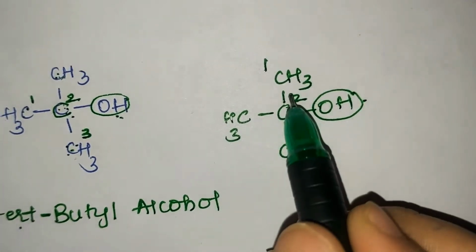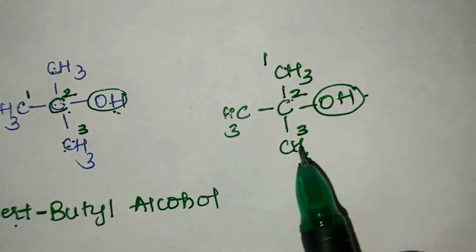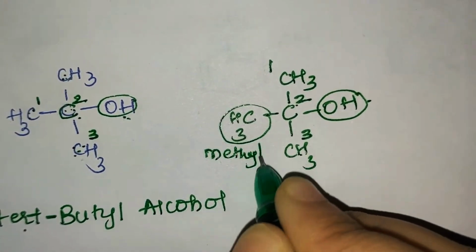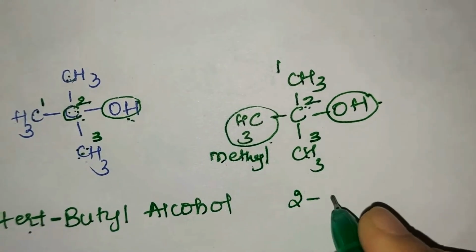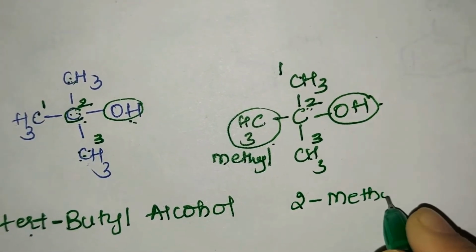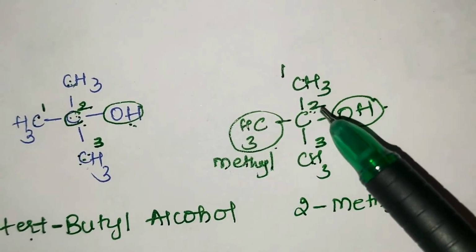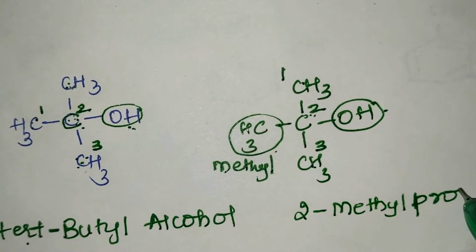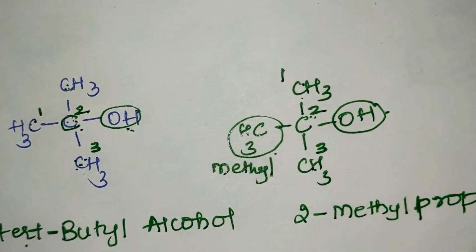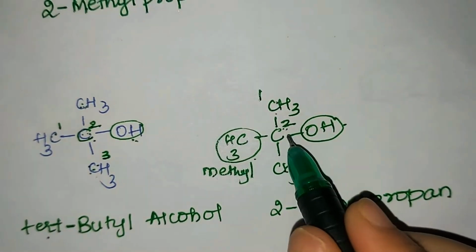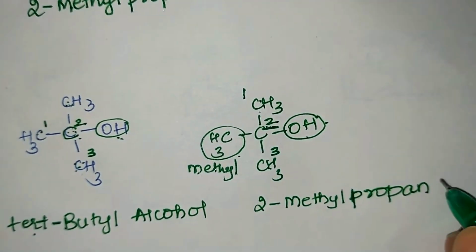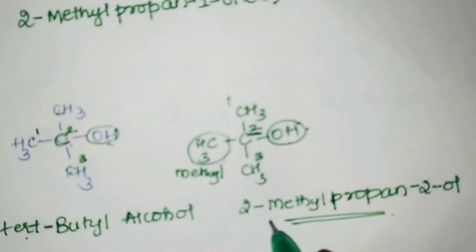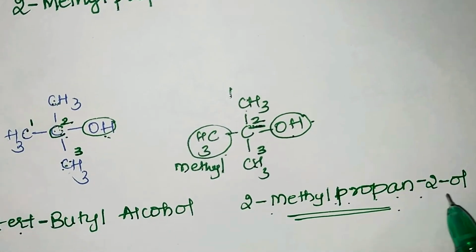Now we'll write the IUPAC name for them. Any one you can consider while writing the name. So here you are having a methyl substituent onto the second carbon atom. Hence the IUPAC name will be 2-methyl. There are 3 carbon atoms, hence it becomes prop, and since it is bonded to OH, that is on the second carbon atom, so it becomes AN and 2-ol. Why do we write it as 2-ol? It indicates the position of the functional group. So the IUPAC name is 2-methyl propan 2-ol.